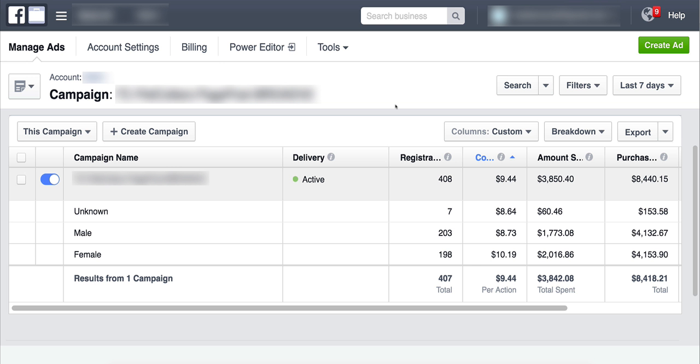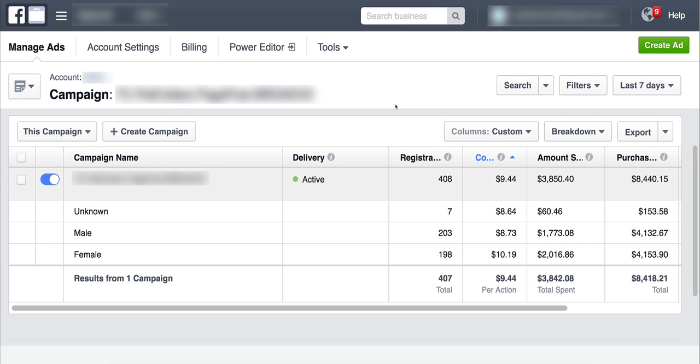Okay, so here we are in my Facebook account, and what I've done is I've broken down my sales with men versus women, okay? And this is on one single campaign. I've generated over 400 sales on this campaign. And I've spent $3,800, and I've made $8,400. So this is a decent size campaign, all right? So this data is extremely valuable, and you can trust it because I've spent a lot of money. It's not just a quick little split test.